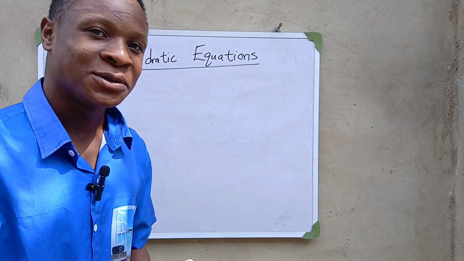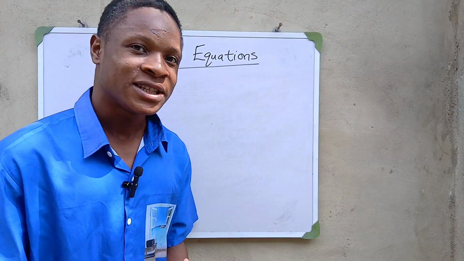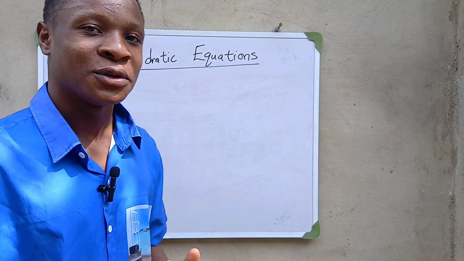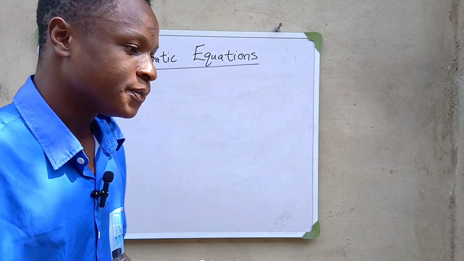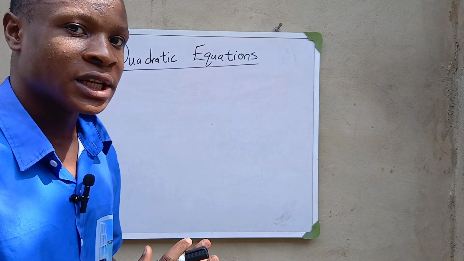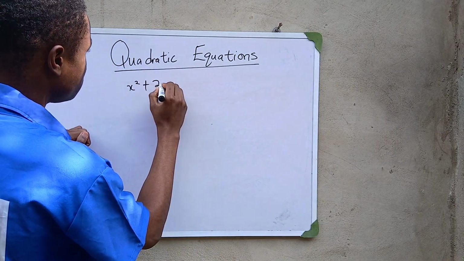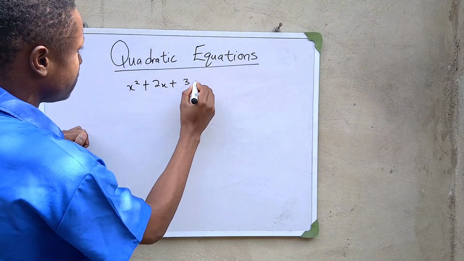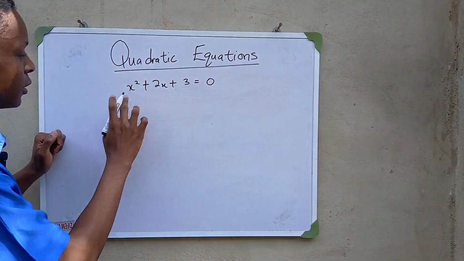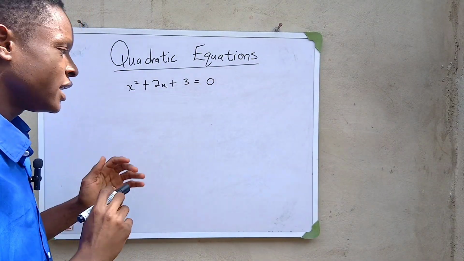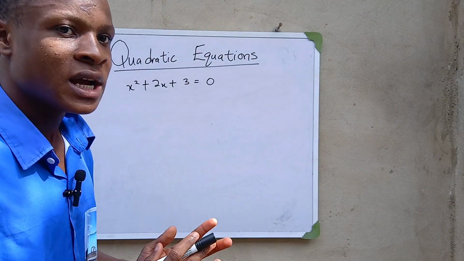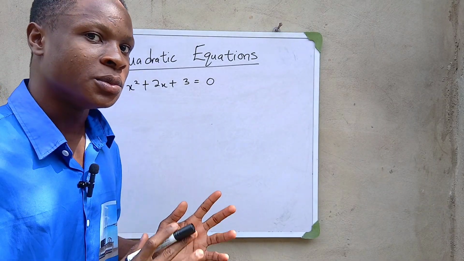Now what are quadratic equations? Quadratic equations are equations that have the highest power of the unknown to be 2. So some examples of quadratic equations are x squared plus 2x plus 3 equal to 0. Now when we define a quadratic equation, we say a quadratic equation is an equation that has its highest power of the unknown to be 2.